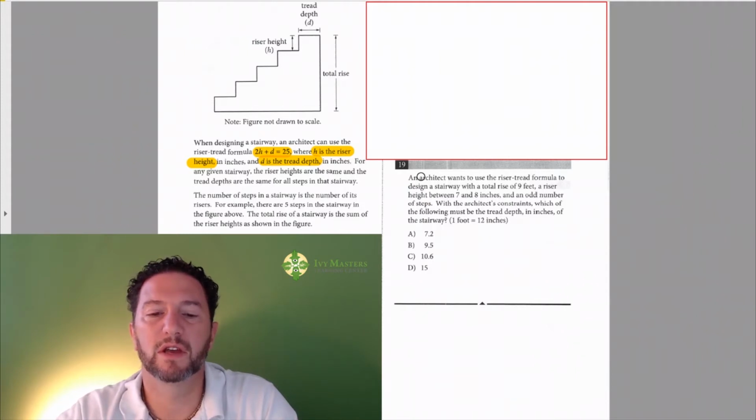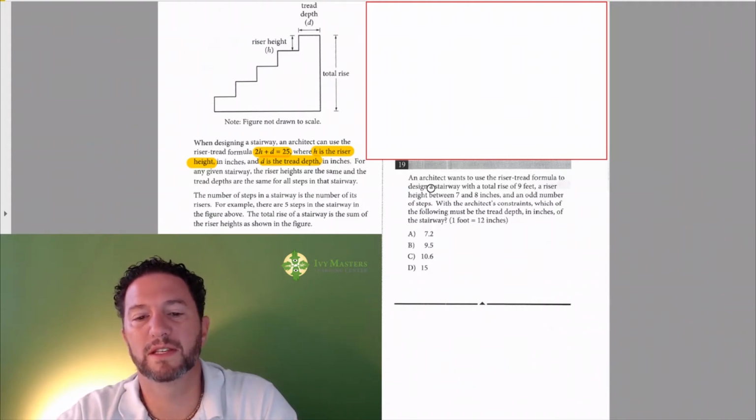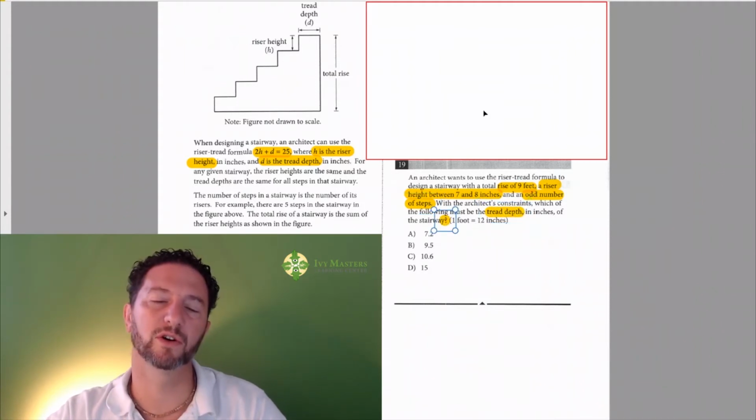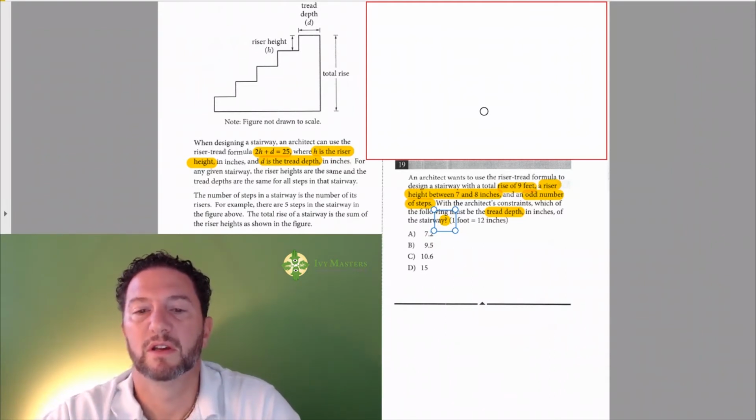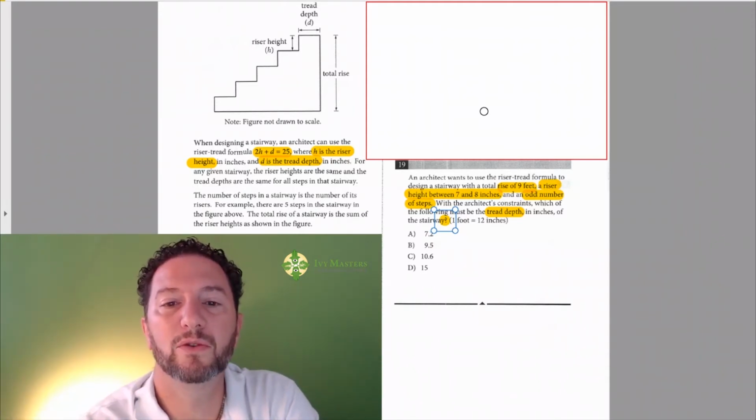Number 19 reads, an architect wants to use a riser tread formula to design a stairway with a total rise of 9 feet, a riser height between 7 and 8 inches, and an odd number of steps. With the architect's constraints, which of the following must be the tread depth in inches of the stairway? And notice also there I underline or highlight the most important information. So how are we going to do this?